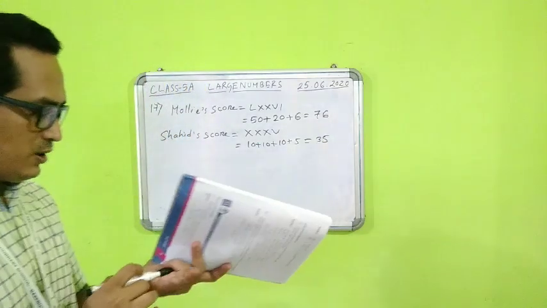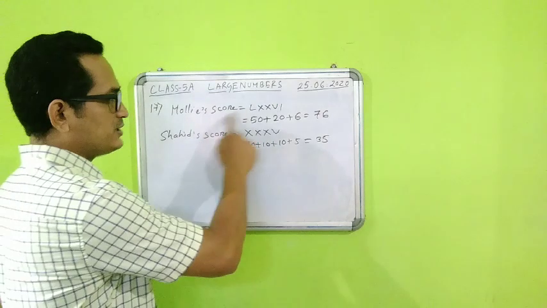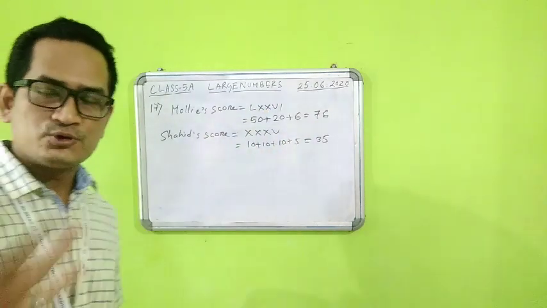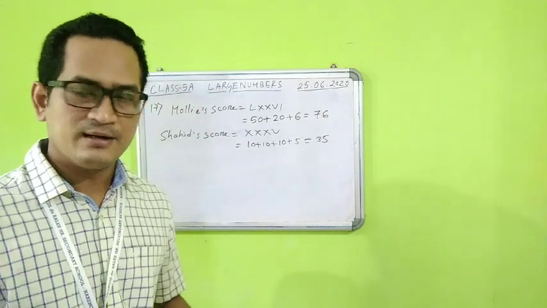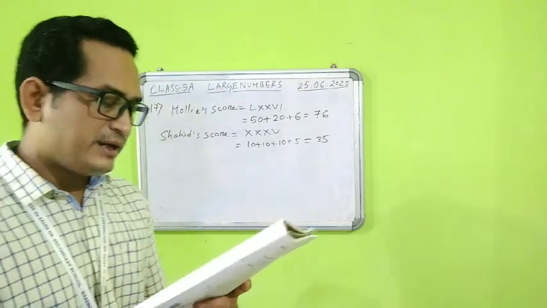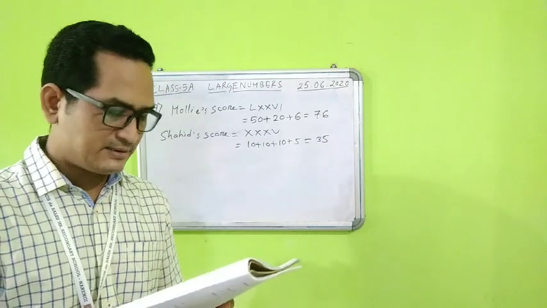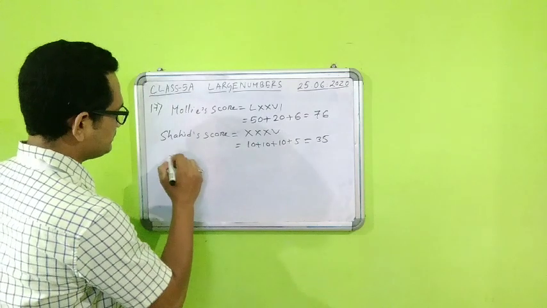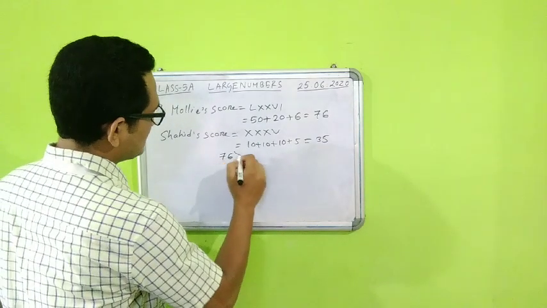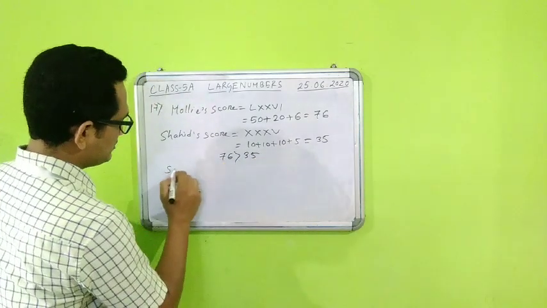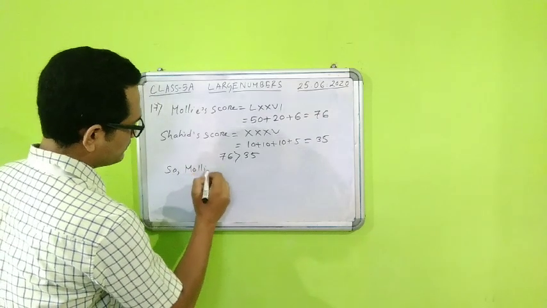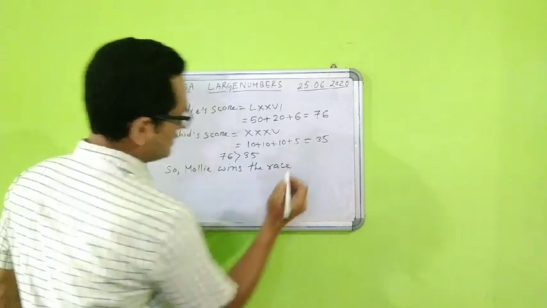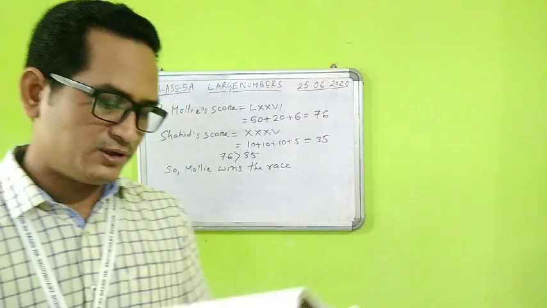Now we have already got the values in the Hindu Arabic system. Molly's score is 76 and Shahid's score is 35. Now whose score is greater? Of course Molly's score is greater. So who will be winning the race? Definitely it will be Molly. So we have to write who wins the race. Since 76 is greater than 35, we will write that Molly wins the race. So this will be the answer for question number 17.